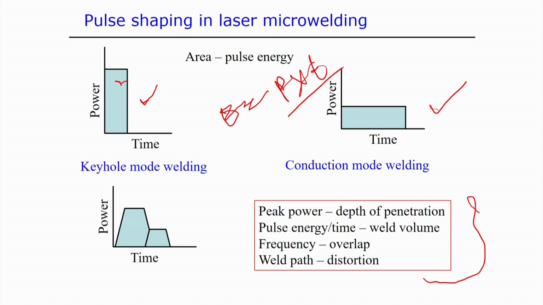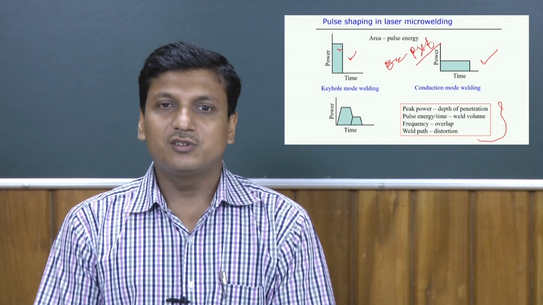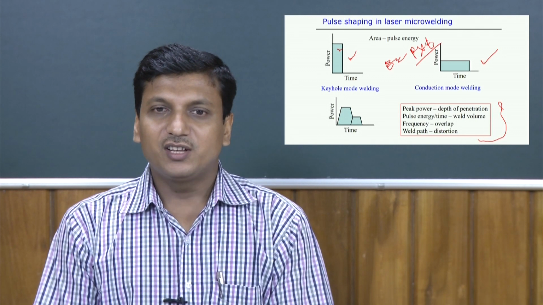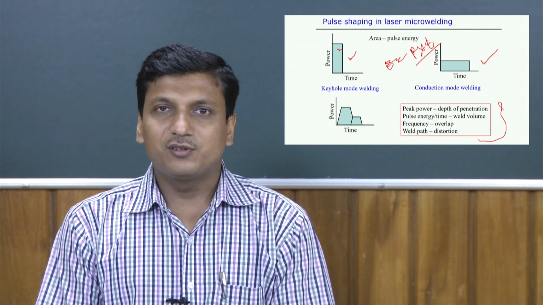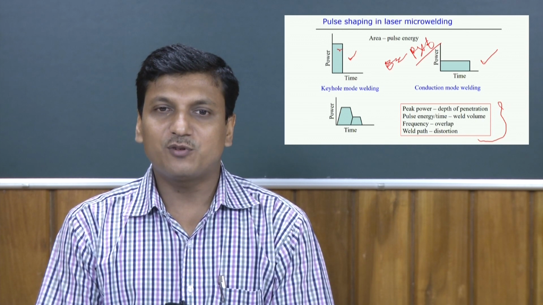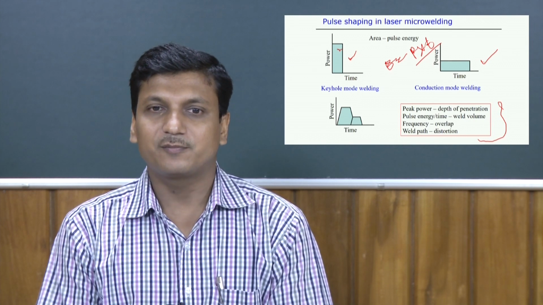If pulse energy per unit time, that actually controls the weld volume. So, weld volume is more sensitive to the pulse energy per unit time theoretically. And the other way, if you want to keep the depth of penetration very high, then probably the peak power is the more sensitive parameter in this case.